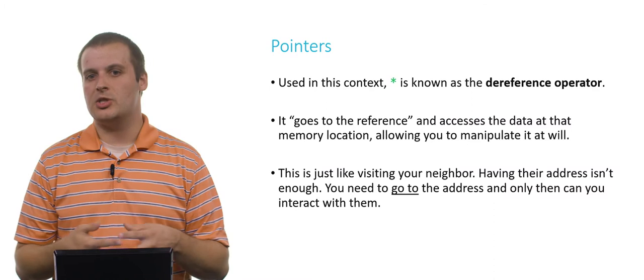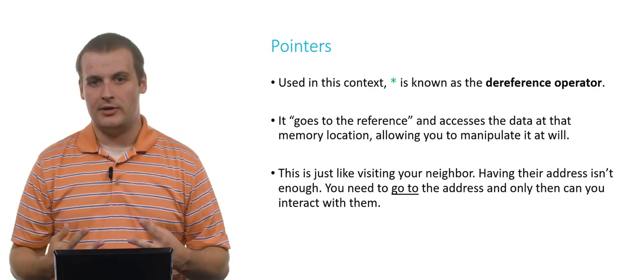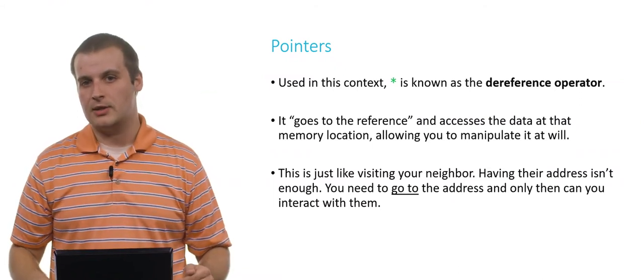And similarly with variables, you need to go to their address if you want to interact with them. You can't just know the address. And the way you go to the address is to use star, the dereference operator. What do you think happens if we try and dereference a pointer whose value is null? Recall that the null pointer points to nothing. So if you try and dereference nothing, or go to an address that is nothing, what do you think happens?